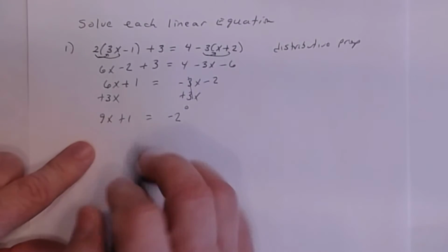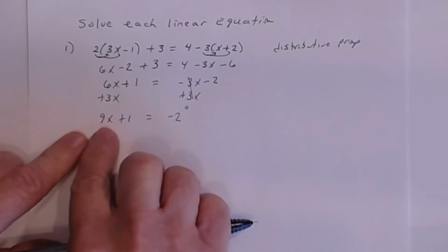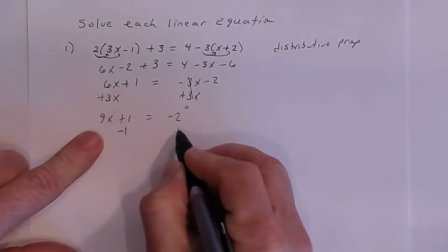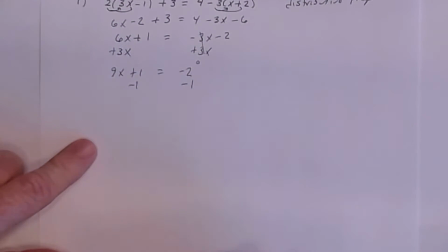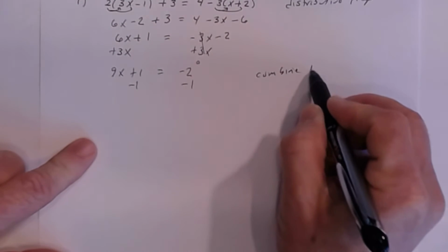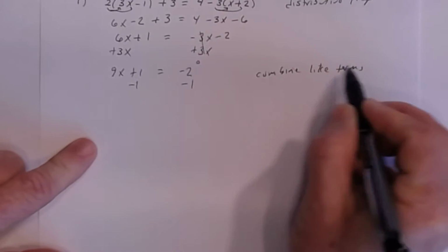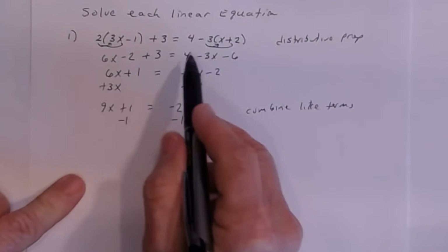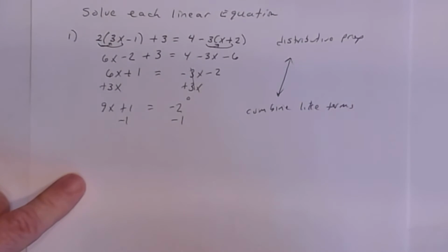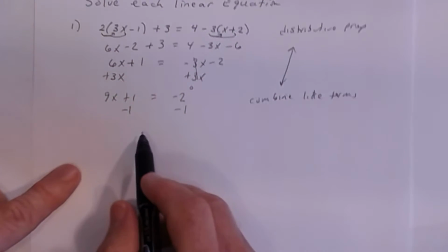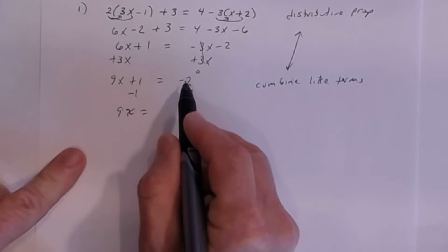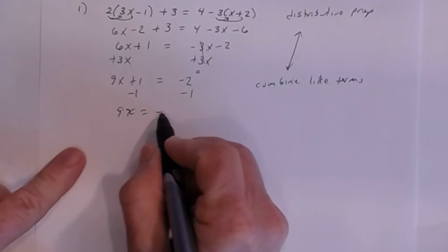Okay, now, remember, we're trying to get the variable term by itself. So I'm adding 1 right now to this 9x. So the opposite of adding 1 is to subtract 1. So I'm going to subtract 1 from both sides. And so when I combine like terms, remember, you're combining like terms quite often, aren't you? So quite many places where you're combining like terms. Okay, so +1, -1 is 0. So I get 9x here equal a -2, and a -1 is a -3.